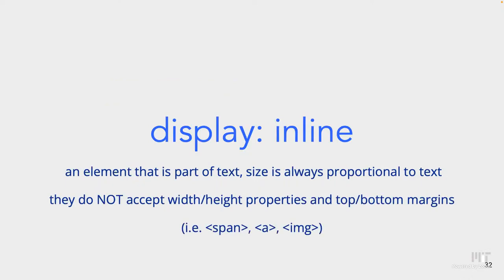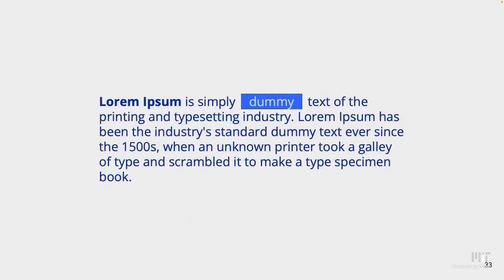But another type of display is inline. This is the default value for span elements, A, or image. What these look like are just things that are proportional to the text and in line with the text. If you try to customize their width or their height properties or their margins, specifically top and bottom margins, it won't look any different. It will look like it's part of the text. I mean, you can change the background color and stuff, maybe add some border, but applying this to our previous example, it would look something like this.